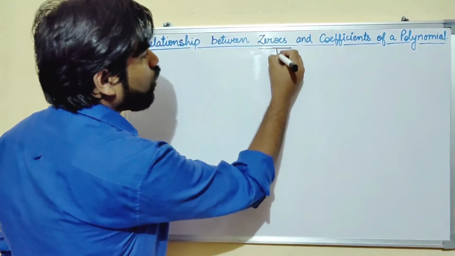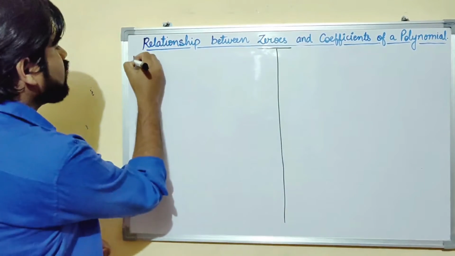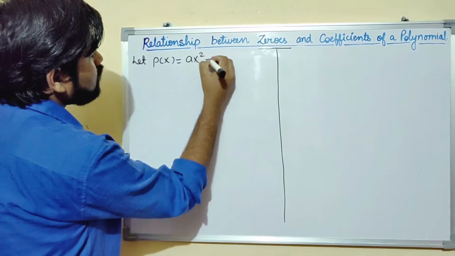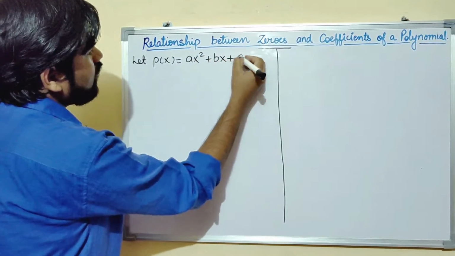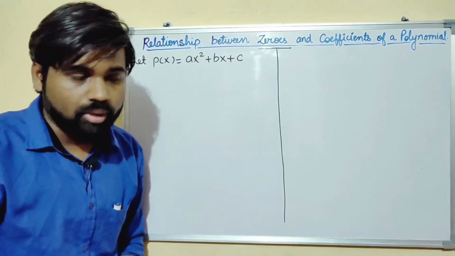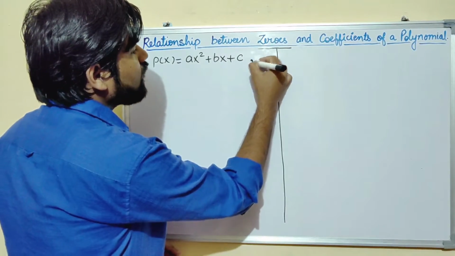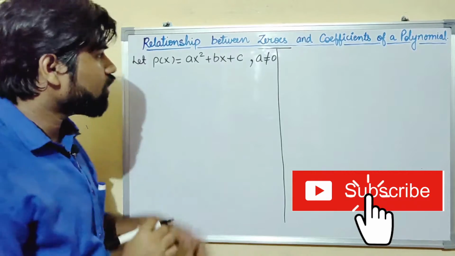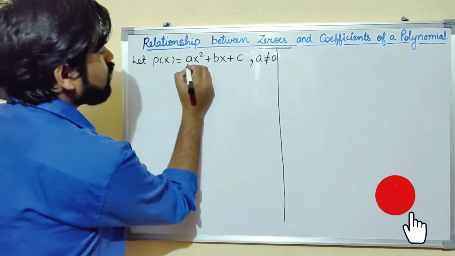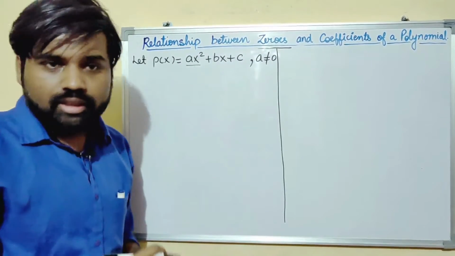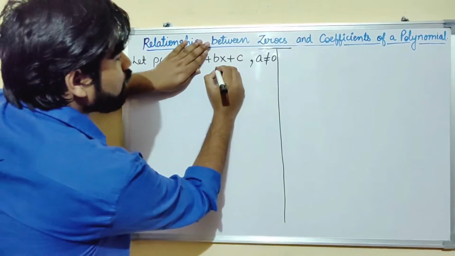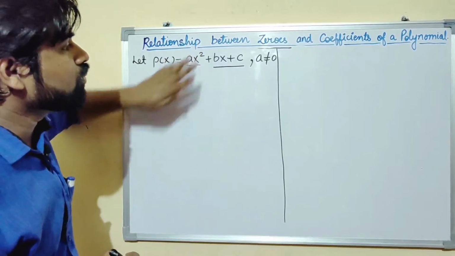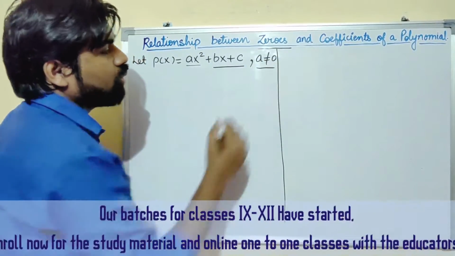So let us assume a quadratic polynomial here. Let p(x) equal ax square plus bx plus c. Let this be a quadratic polynomial, and here one condition is there that a should not be equal to 0. Why should a not be equal to 0? If the value of a is 0, then this term will vanish, right? This term will vanish and you will be left with bx plus c, which is a linear polynomial. Okay, so a should not be equal to 0.